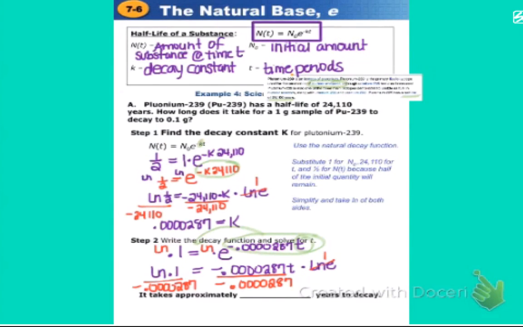When I type that into my calculator, the natural log of 0.1 divided by negative 0.0000287, I get approximately 80,229.4 years, so about 80,229 years. That's a really long time, but it absolutely does make sense. If a half-life is 24,110 years, and this is significantly less than a half, it's going to take a really, really long time.